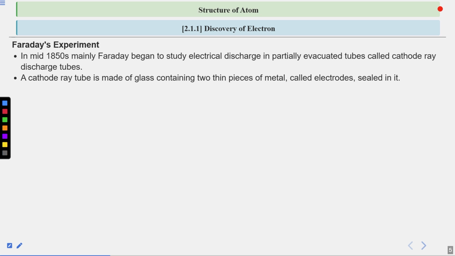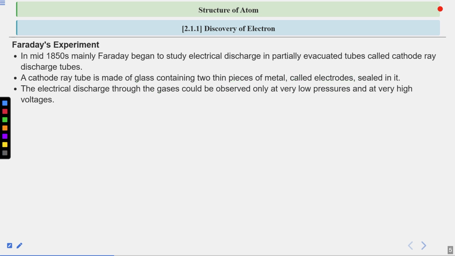If I try to describe the cathode ray tube, it is made up of glass and it contains two thin pieces of metal which are called electrodes, and they are all sealed in a vacuum tube which is known as the cathode ray discharge tube. Now the gases are filled there and they are present at a very low pressure and at a very high voltage. To describe all of this, let us see an image. The image would be sufficient to describe all of this.